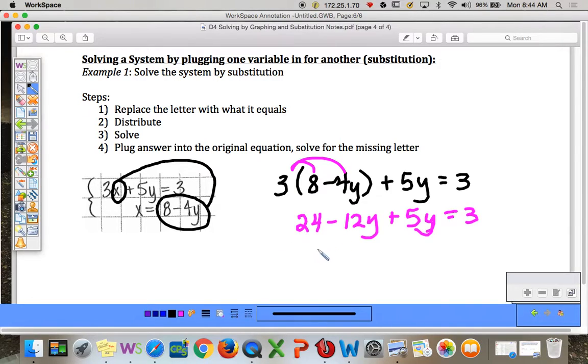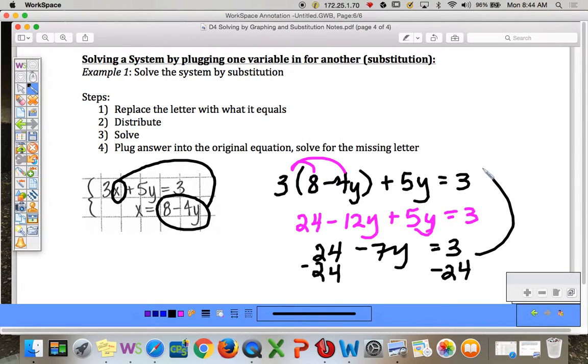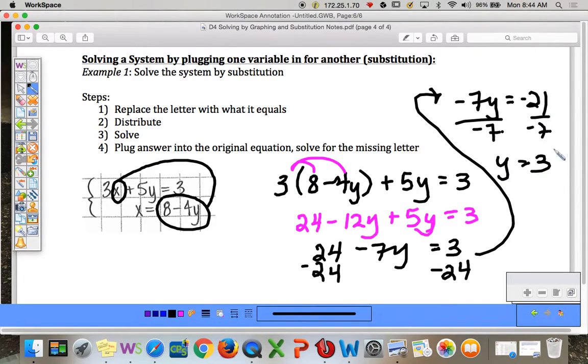And we'll solve. So combine like terms. Negative 12y plus 5y is negative 7y, equals 3. We'll subtract 24 from each side. We get negative 7y equals negative 21. Divide by negative 7, and y equals 3. And we're looking for where these two lines cross. So we have the y value, we need the x value.